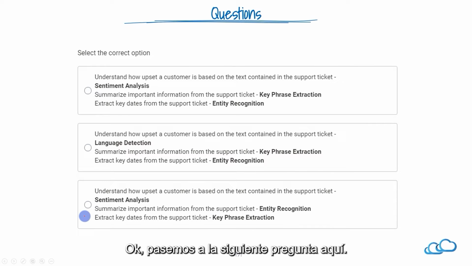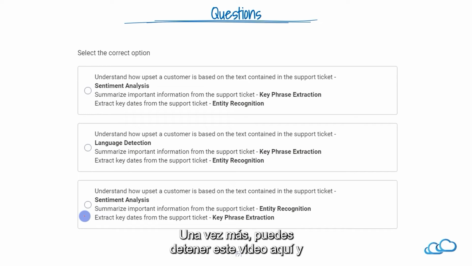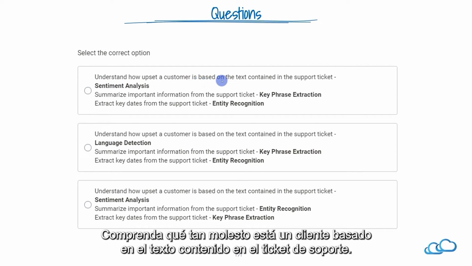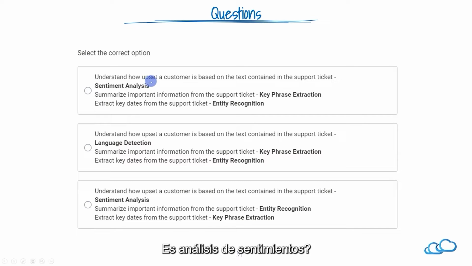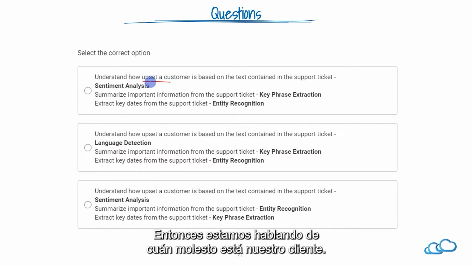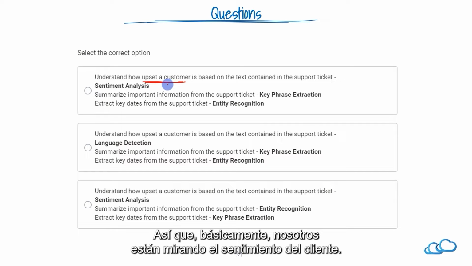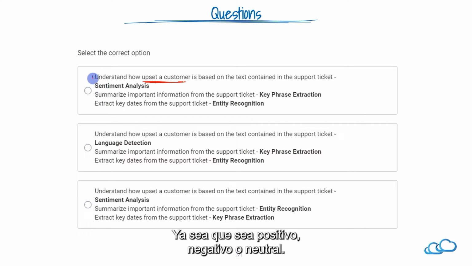Okay, let's move to the next question here. And once again, you can stop this video here and come back as soon as you have the right answer. All right, so let's look at these statements one by one. Understand how upset a customer is based on the text contained in the support ticket. Is it sentiment analysis? So we are talking about how upset our customer is. So basically, we are looking at the sentiment of the customer, whether he is positive, negative, or neutral. So this particular statement is right.